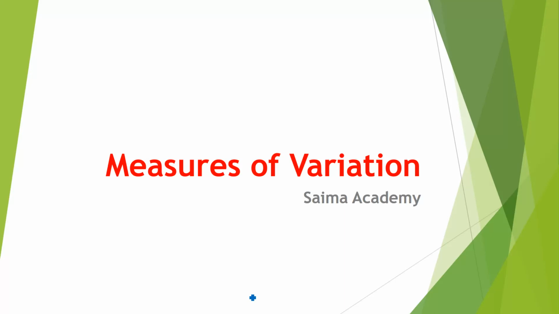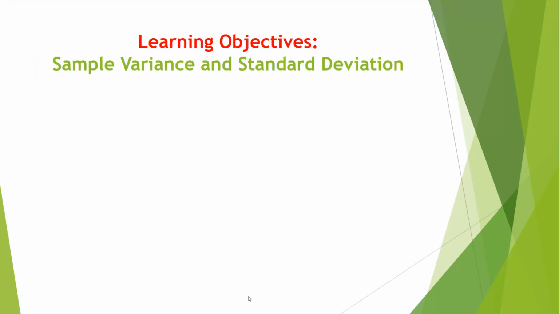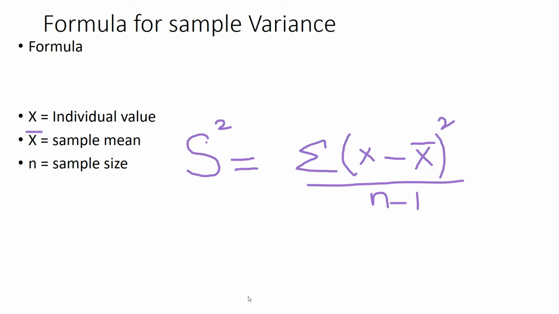This is our second part of measures of variation, and the learning objectives of this lesson are sample variance and standard deviation. We have seen how to calculate the variance and standard deviation of a population in the last lesson, part 1, and in part 2 we will see the formula to calculate the variance and standard deviation of a sample.